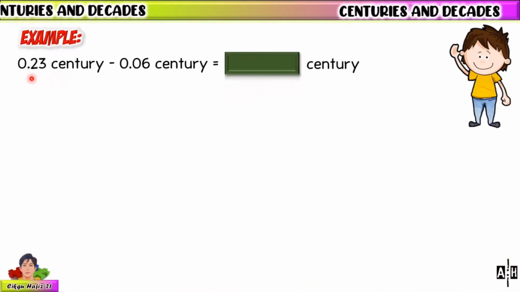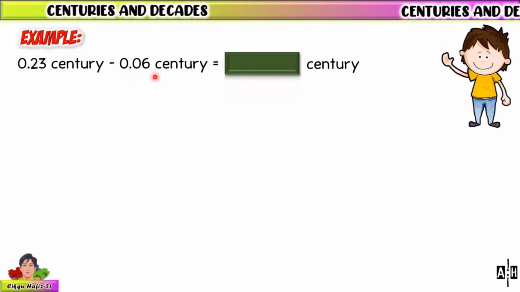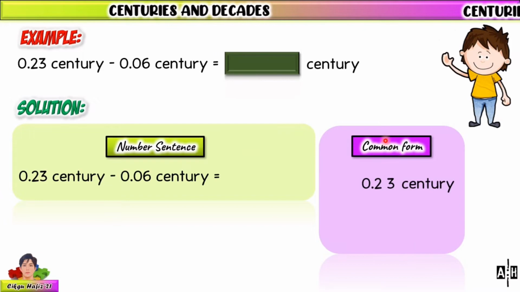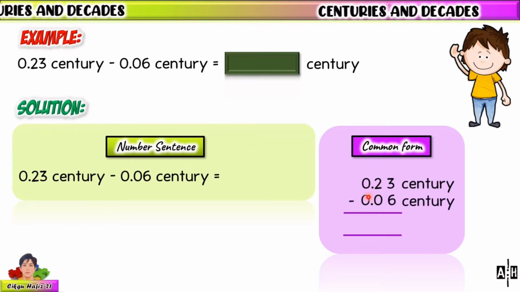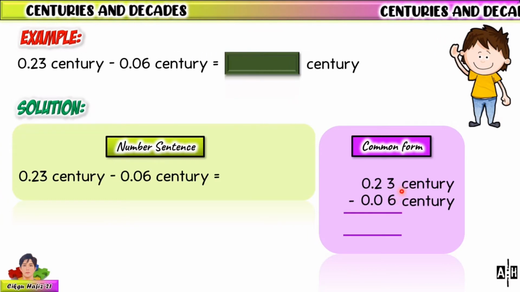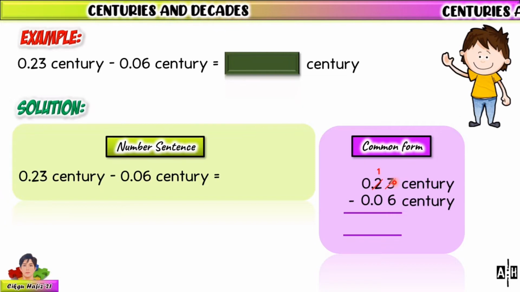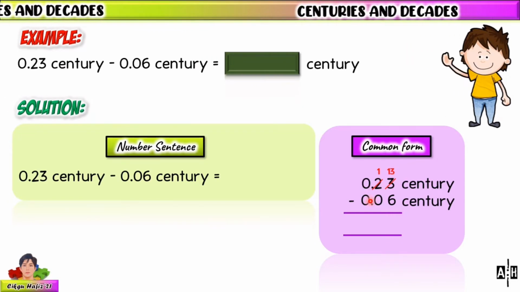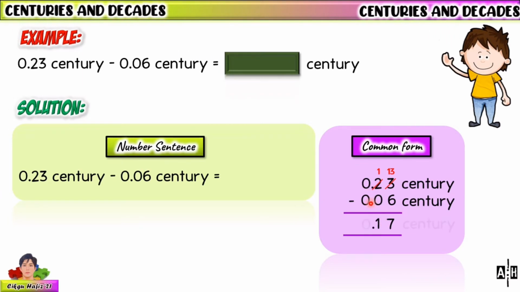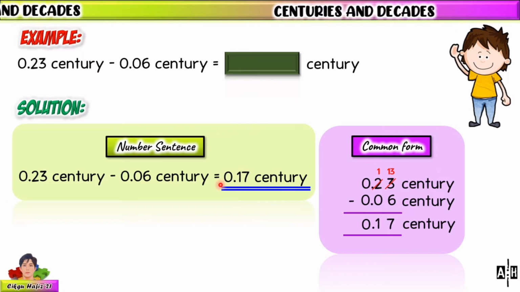Centuries and decades. 0.23 century minus 0.06 century equals how many century? Okay, solution, common form. We arrange it, decimal points top and bottom, aligned nicely. 3 minus 6. Oh, cannot. So we borrow from the next one. Okay, 2 becomes 1. 3 will become 13. 13 minus 6, 7. And 1 minus 0, 1. 0 minus 0, 0 century. The final answer is 0.17 century.